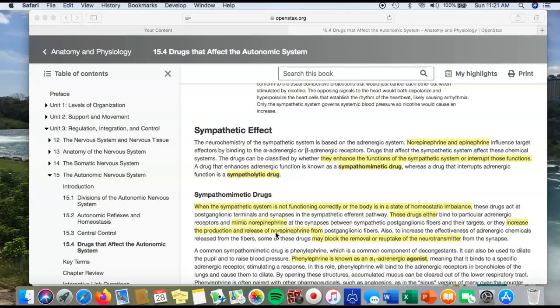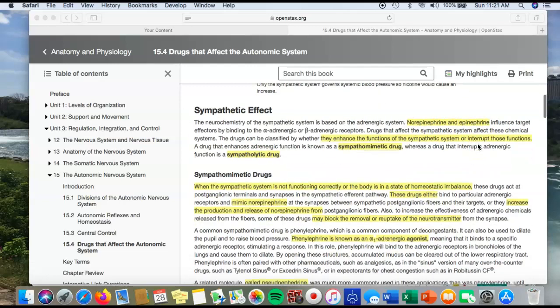And so the neurochemistry of your sympathetic system is based on the adrenergic system. And there's two chemicals, norepinephrine and epinephrine. Epinephrine is actually adrenaline, and norepinephrine is noradrenaline, but we'll keep talking about them as norepinephrine and epinephrine. And they influence these target effectors by binding to either alpha adrenergic or beta adrenergic receptors.